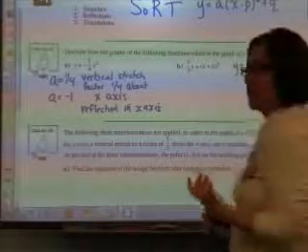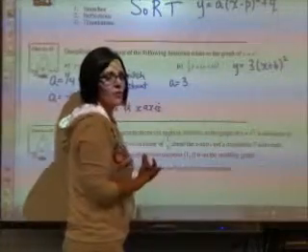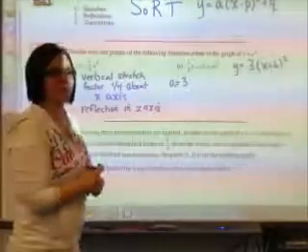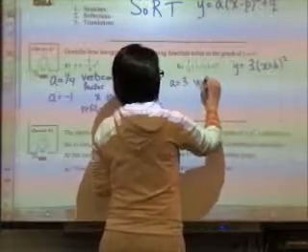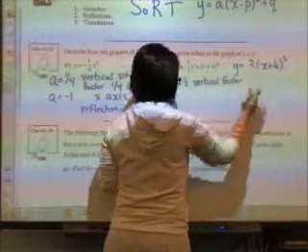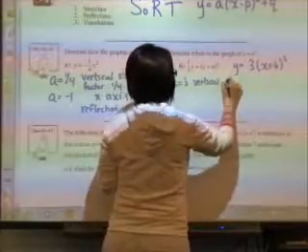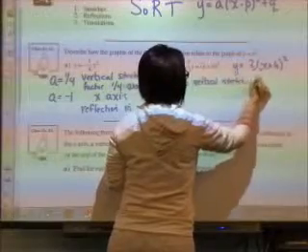So what is my A value? 3. So if A is equal to 3, what kind of a transformation do I have? Vertical stretch by a factor of 3. I guess I should put vertical stretch first, not factor. So vertical stretch factor 3.